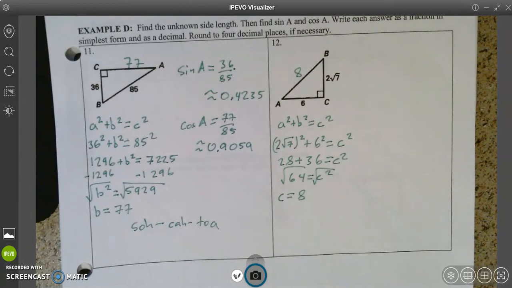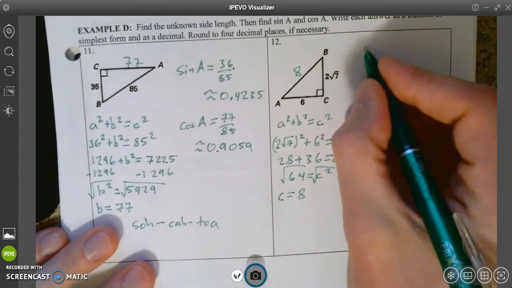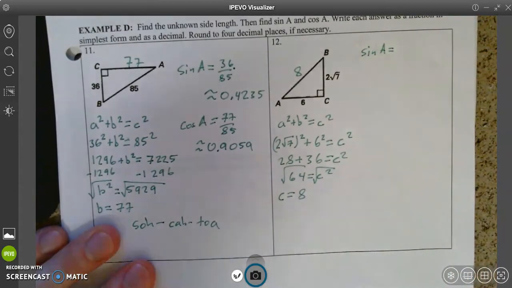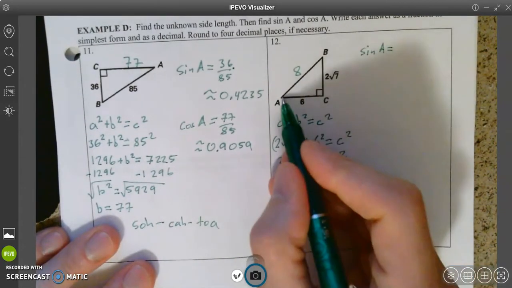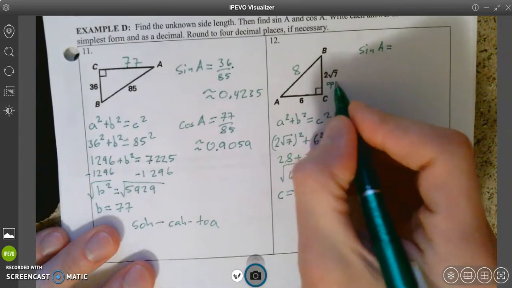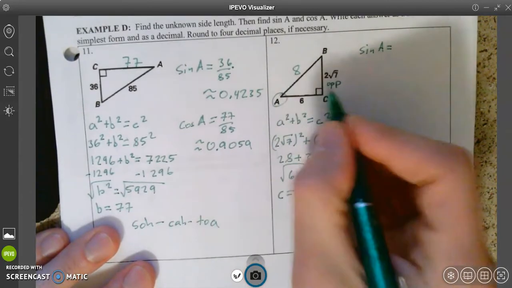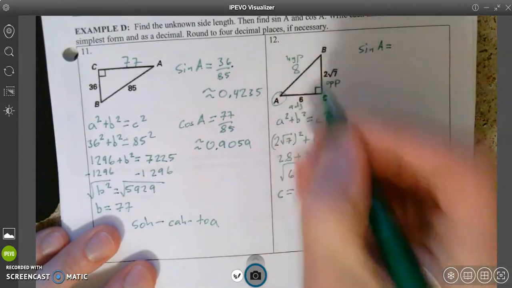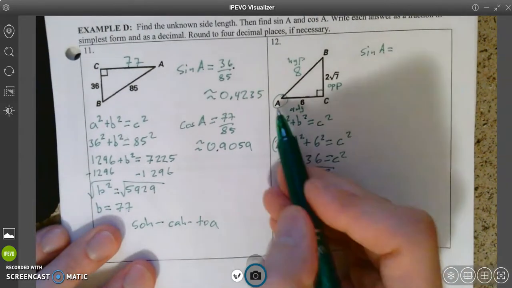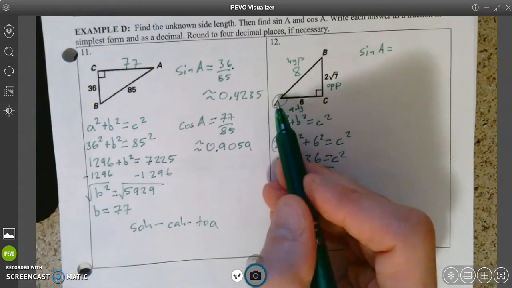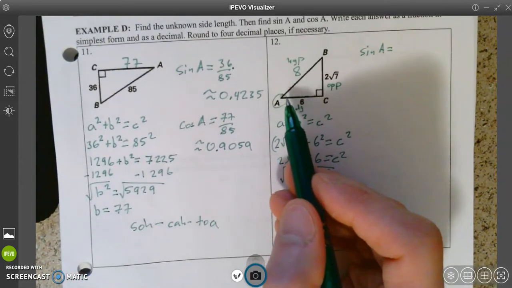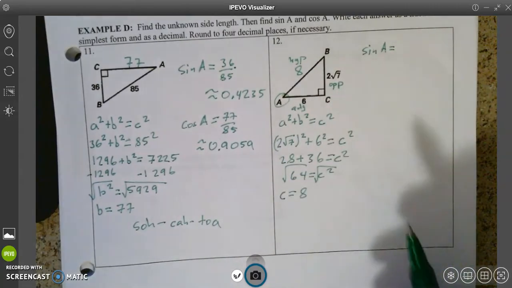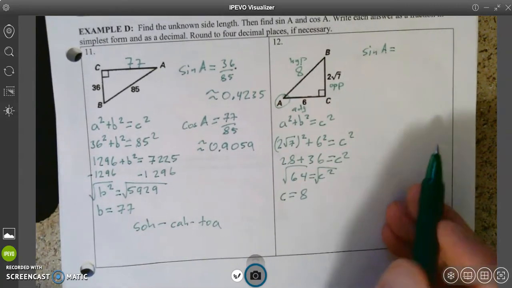Now if I want to find sine of A, remember that's opposite. Sine of A, opposite. Since we're just using A, I can go ahead and mark opposite, adjacent, and then hypotenuse. You can only do that if you're using one of the angles. If you're using another one of the angles and finding the ratio, then you'd have to erase and change. So be careful doing that.